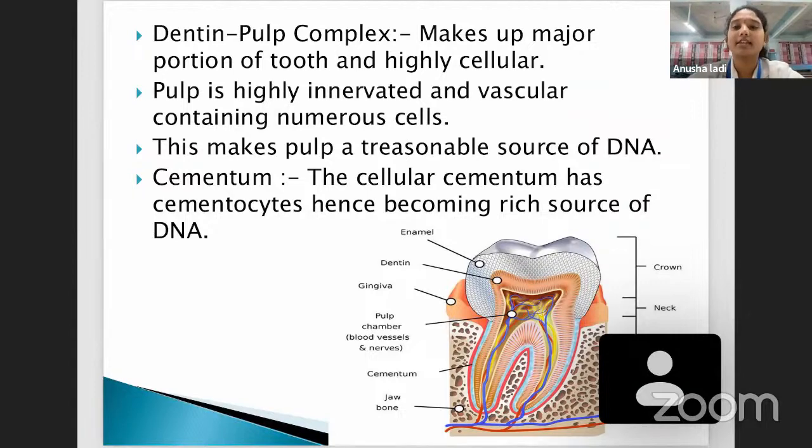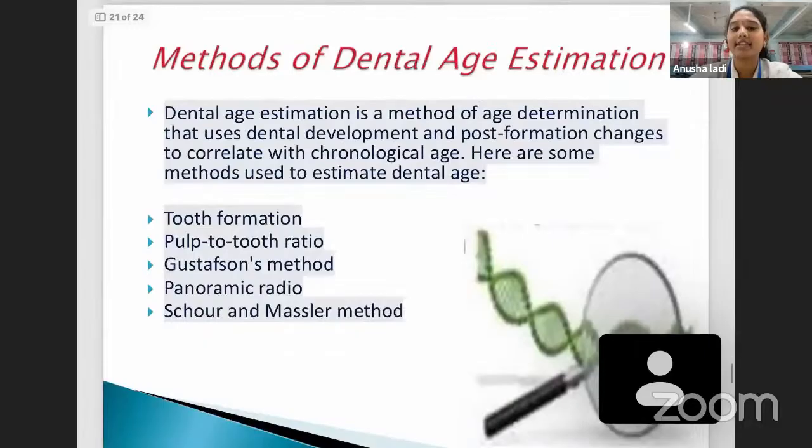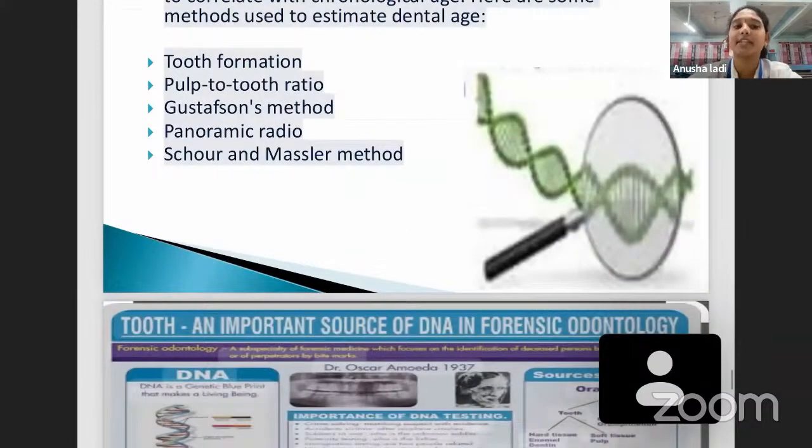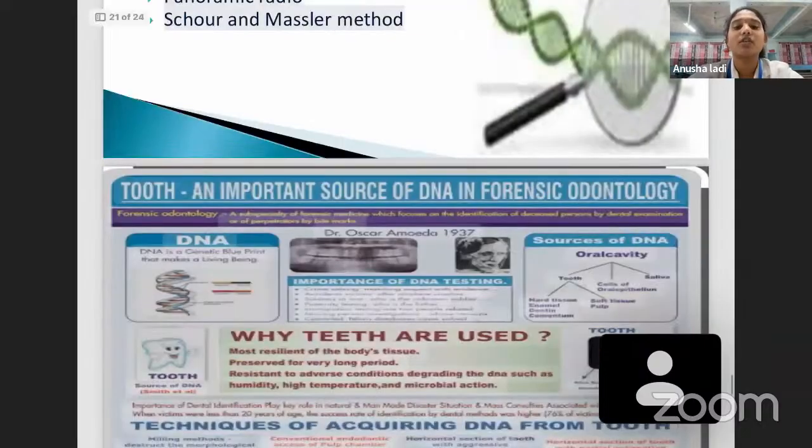Then methods of dental age estimation. Firstly, dental age estimation is a method of age determination that uses the dental development and post-formation changes to correlate with the chronological age. Some methods used for dental age estimation may be pulp to tooth ratio, tooth formation, Gustafson method, and panoramic ratio. This is the overview of this topic.